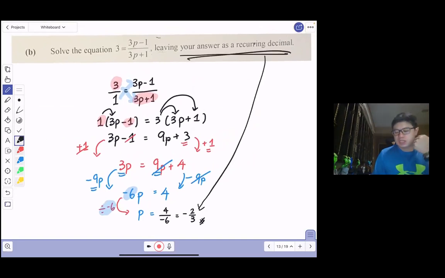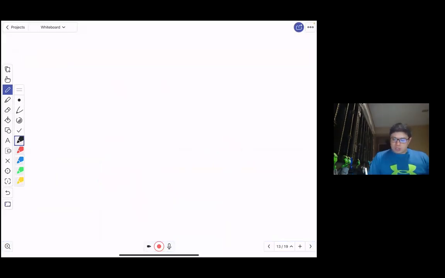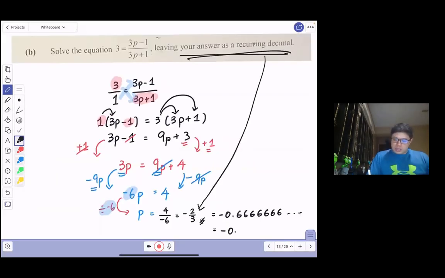Now, if I want to leave this as a recurring decimal, just go to the calculator. You can see that negative 2 over 3 is negative 0.666666666. So write this as a recurring decimal. Remember how we represent recurring numbers? We put a dot on top of the 6, and this is your answer.